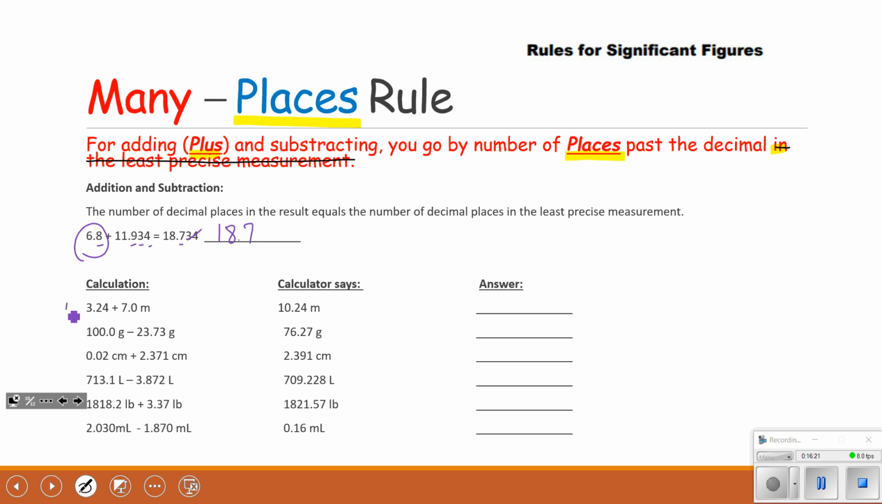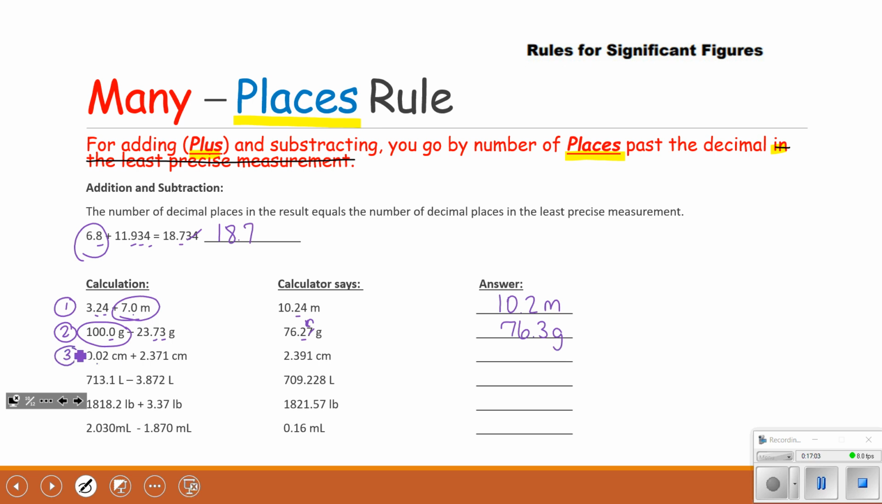So number 1 down here, this one has 2 places past the decimal. This one has 1. So you can only keep 1 place past the decimal, which is the 2 there. So this is expressed as 10.2 meters. Number 2, this has 1 place past the decimal. This one has 2 places. So you have to go by the 1 place past the decimal, which is the 0.2. The 7 will round it up, and it gets dropped after it rounds it up. So that is 76.3 grams.